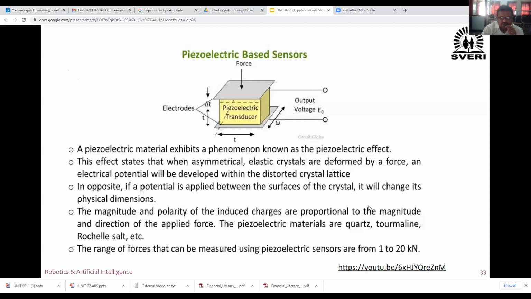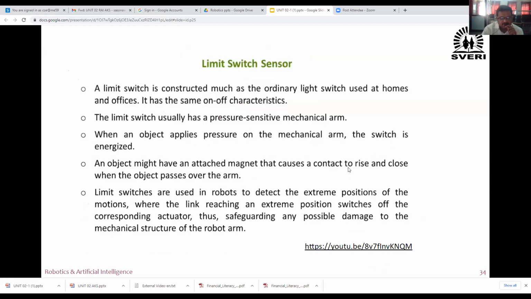Okay, this is nothing but the piezoelectric sensor which is used to measure vibrations. Now, next is the limit switch sensor. Now, limit switches you already know. Limit switches are there on the milling machine, or you can put them on the lathe machine so that you can restrict the travel of the table in case of a milling machine, or you can restrict the travel of the carriage in case of a lathe machine.